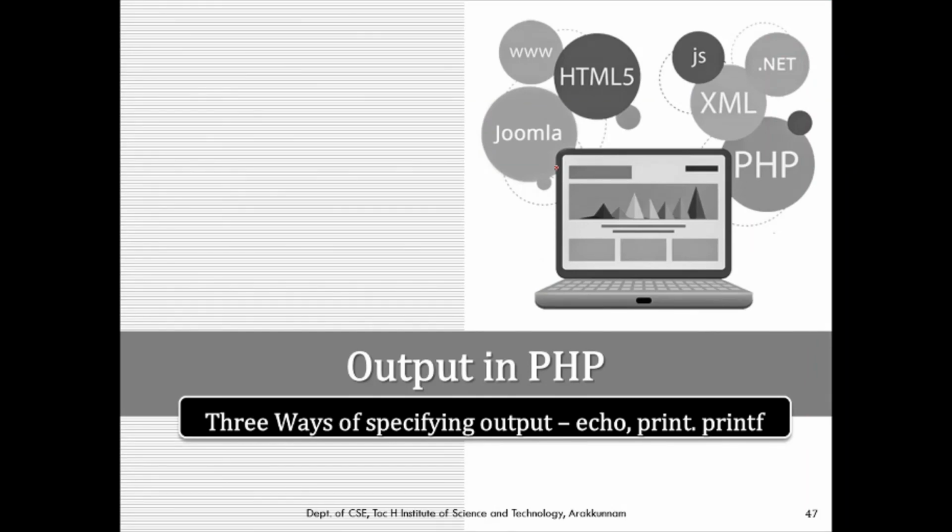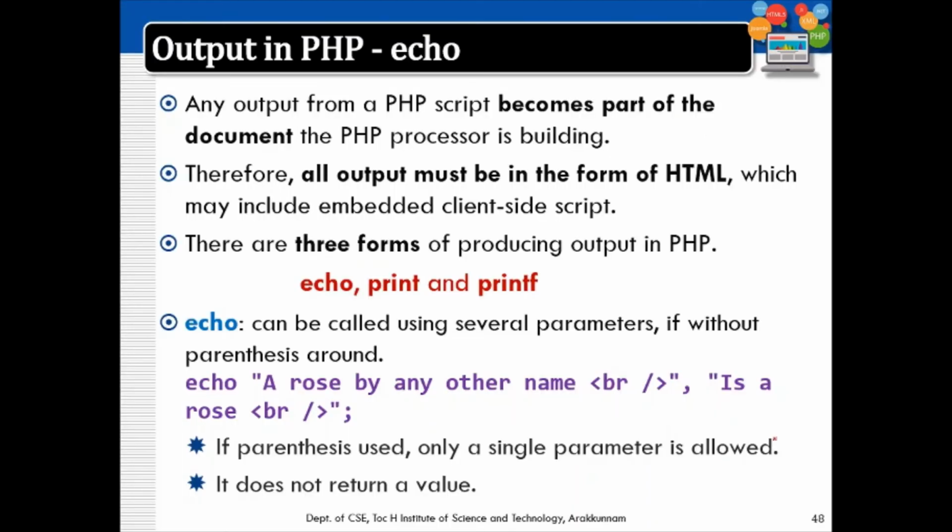Now we'll see how the output is specified in PHP. There are 3 ways of specifying output, as I have explained earlier: echo, print and printf. The most commonly used are echo and print. If you want to have a formatted variable, you can use printf as you use in C programming.